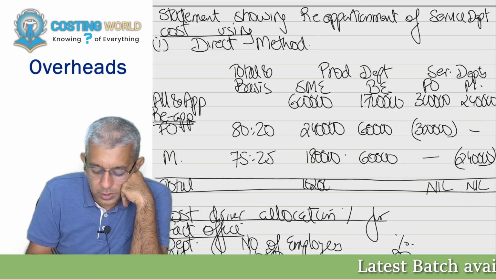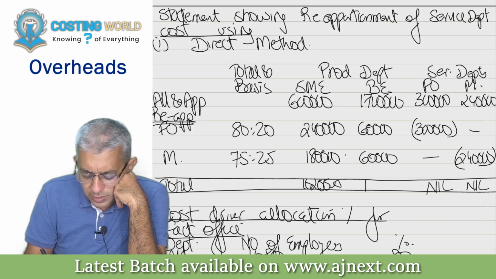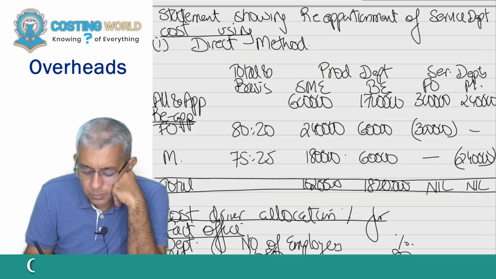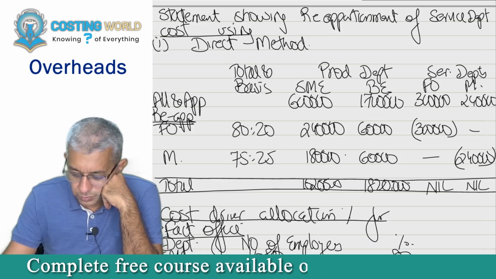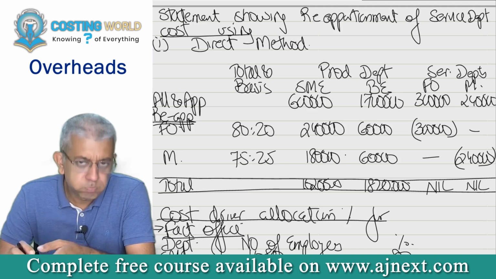Ten lakh 20, 2 lakh 90. 10 lakh 20 and 2 lakh 90. Beta, that was 17 lakh, 18 lakh 20. Once done, do let me know, please.